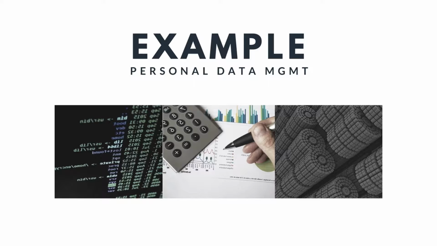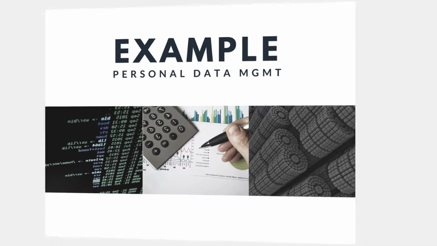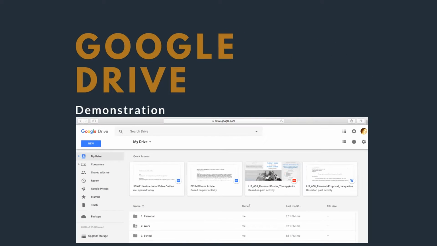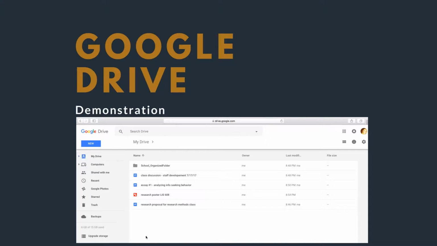Now let's take a look at an example of some personal data management with digital files. Personal files, consider what types of files you are storing. For example, personal, work, or school files. Forced numbering can be used to determine the order when sorted on folder name. Take a look at some school files. You can see how quickly this might become unruly without some organization.